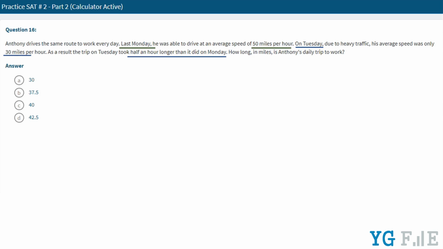So in this problem, we are asked to calculate the distance of Anthony's daily trip. We know that the distance is the product of speed and time. We have the information of speed on Monday and on Tuesday, but we have no information of the time that Anthony took on Monday or on Tuesday. So we need to find that value.